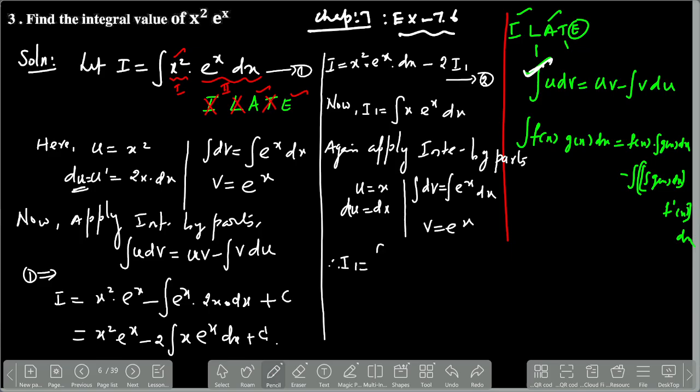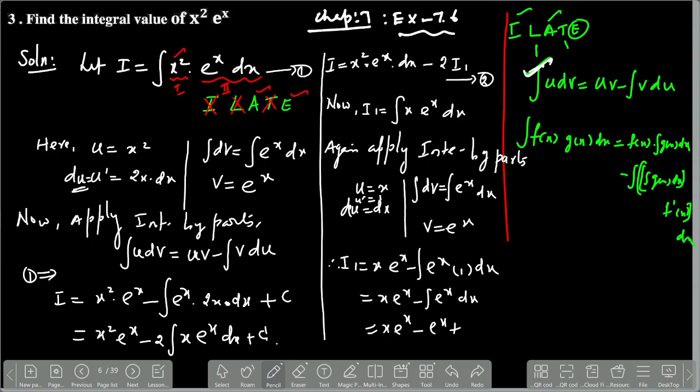Finally, I1 equal to integral uv. What is u? u equal to x, v equal to e power x, minus integral v into du, that is e power x into 1 into dx. And then finally, x into e power x minus e power x. Isn't it? Now what is the final answer? x e power x minus e power x plus c1. This is the I1 value. So what are you going to do next? Substitute the I1 value in equation number 2.